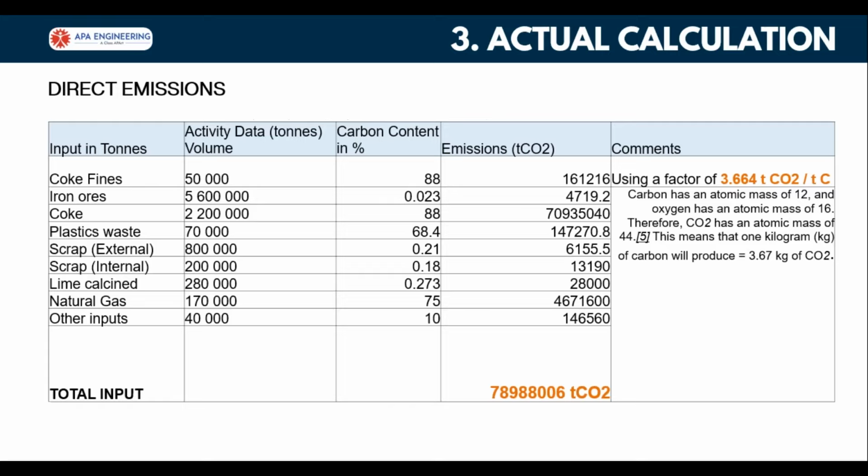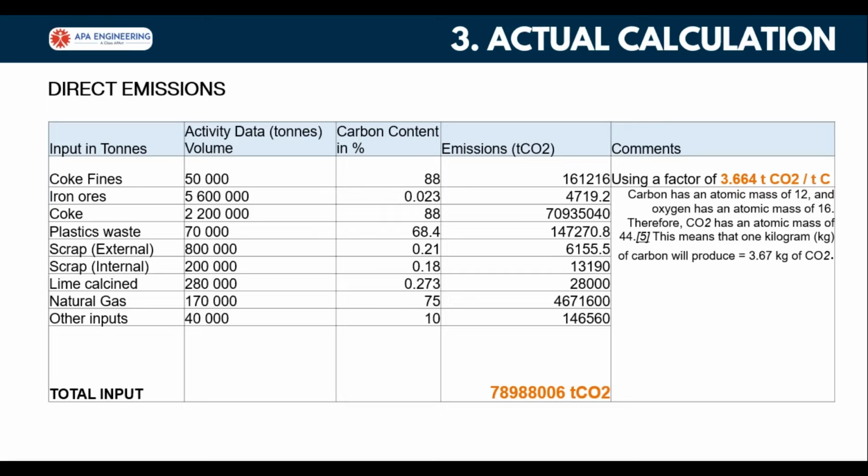So here is how you calculate your direct emissions. You have your input and your activity data, that is the volume of that specific input, and how much carbon content is available in your input. We have given some values here, and then how much is the emission. You have to find the emission of each and every input by taking the activity data and multiplying it with the carbon content, and you also use a factor of 3.664. This is called a correctional factor, and then you will arrive at the emissions in tons of carbon equivalent.